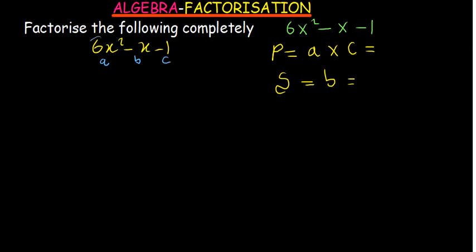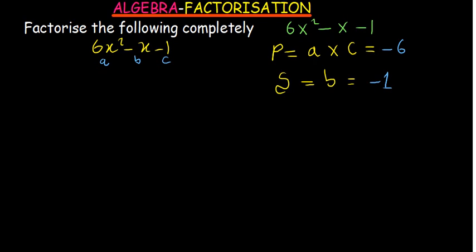So you are going to get 6 times negative 1. This gives you negative 6. That's the product. And then for the sum, just get the number that doesn't have x squared, but has x. That is negative 1. Now you are going to look at the product.